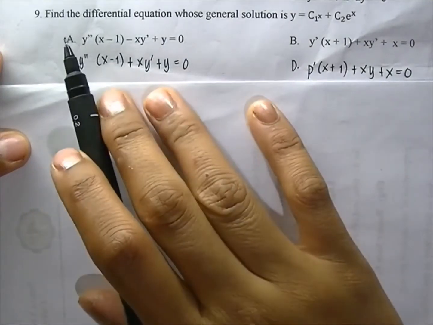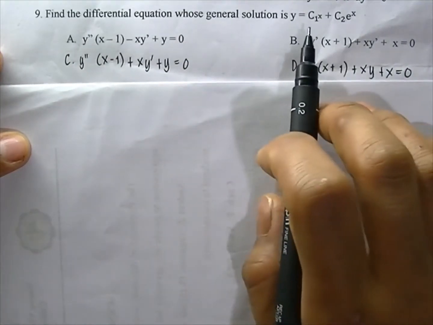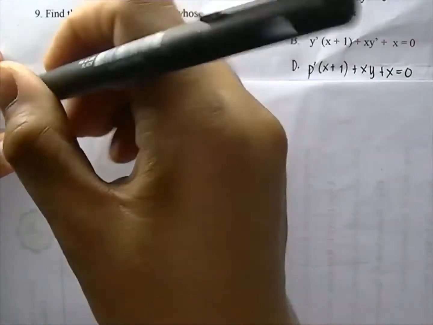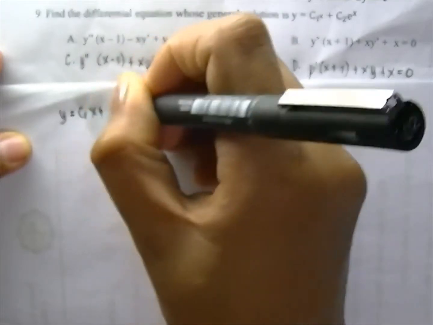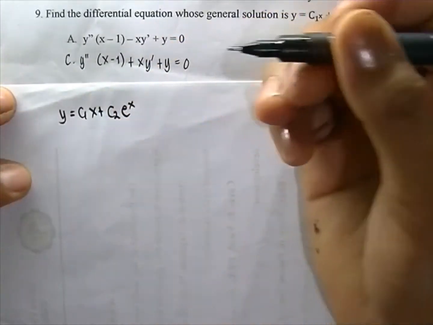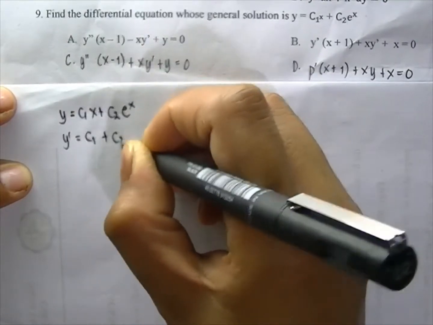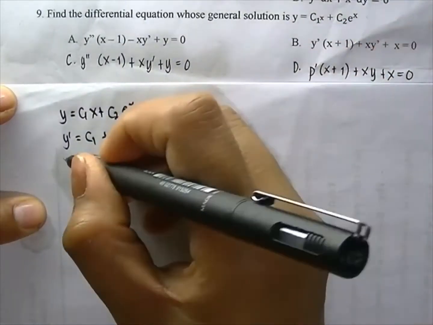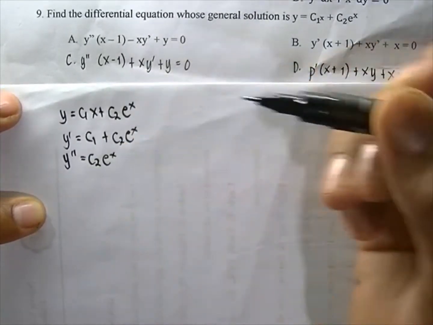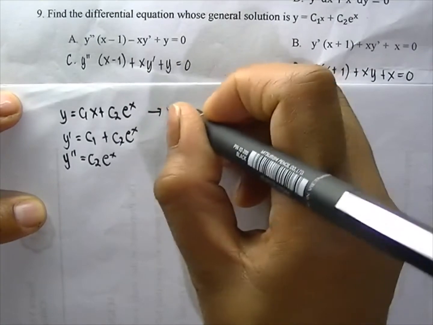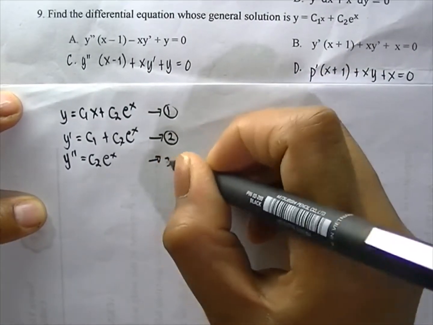Number 9. Find the differential equation whose general solution is y equals c1x plus c2e^x. So we have y equals c1x plus c2e raised to x. So y prime, therefore, is c1 plus c2e^x. Y double prime, we have c2e raised to x. So let's call these equation 1, equation 2, and equation 3.